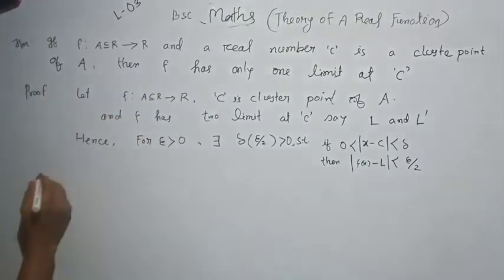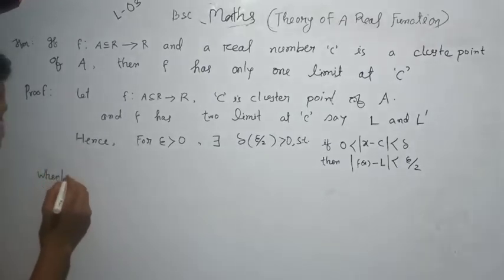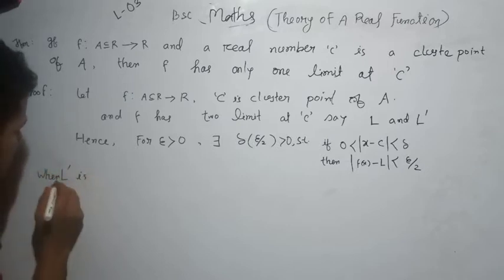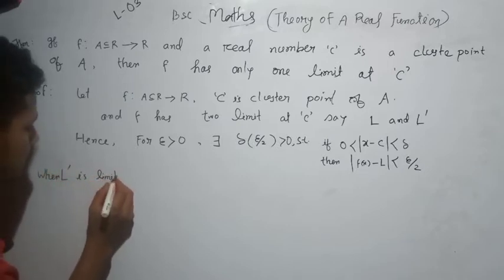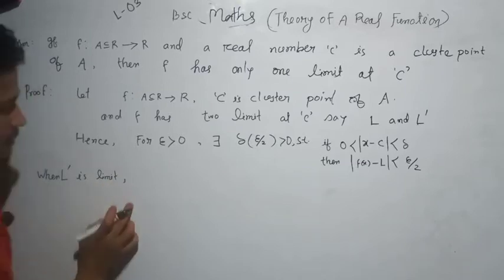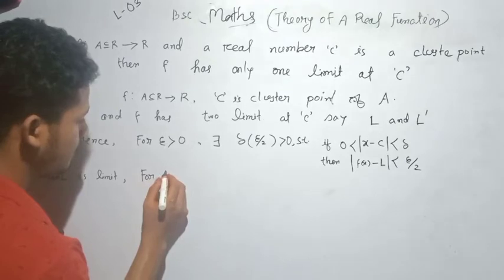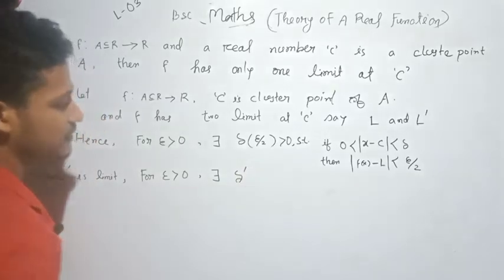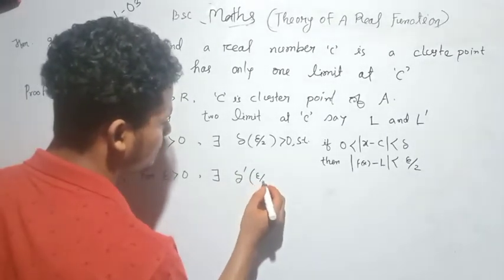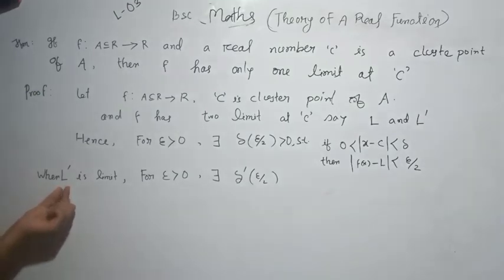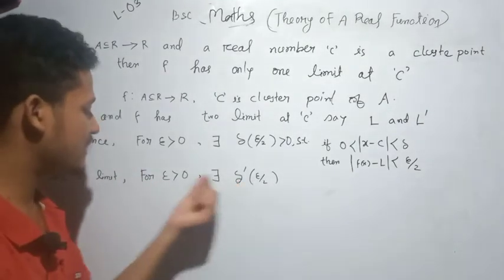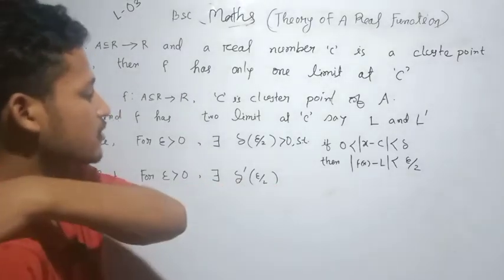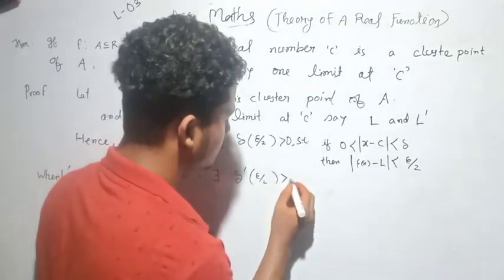So when L dash is the limit, for epsilon greater than 0, there exists delta dash of epsilon by 2. This is another limit, L dash. So for L dash there exists delta dash. For epsilon greater than 0, there exists delta dash of epsilon by 2. Okay, this is a construction. This is greater than 0.